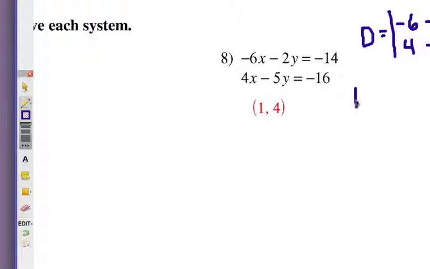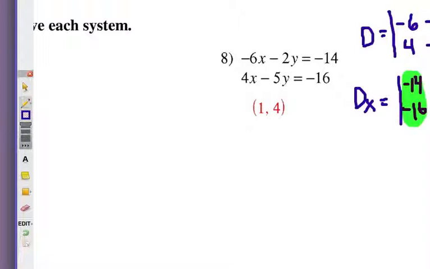Next we find the determinant of the x's. We'll call that D sub x. Now that's going to be a 2 by 2 matrix where, instead of the x coefficients of the -6 and the +4, which are right here, we're going to substitute in the constant numbers here. So this right here will be a -14, and this will be a -16. Remember that that's the substitution. And then I go back to the y coefficients here, -2, -5.